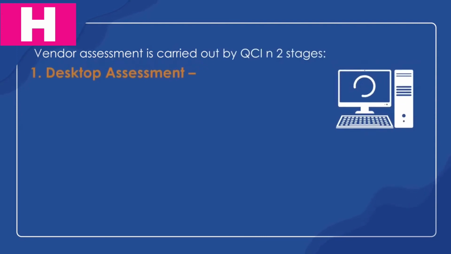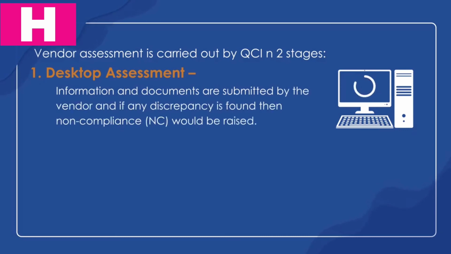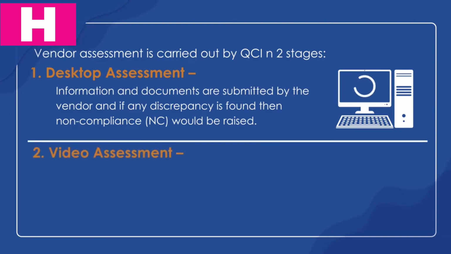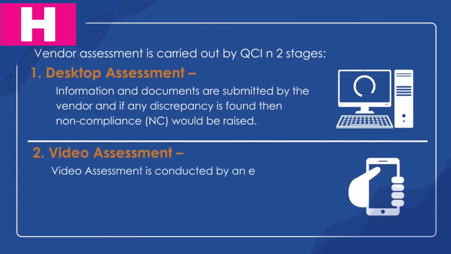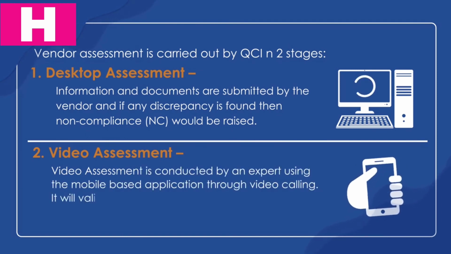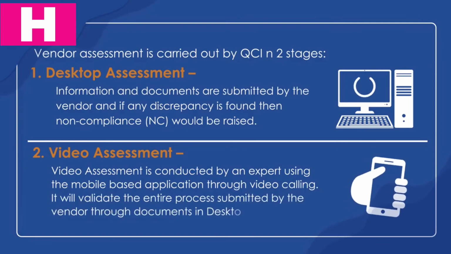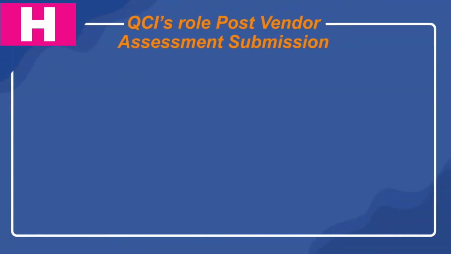Please note that the vendor assessment is carried out in 2 stages. Desktop assessment: information and documents are submitted by the vendor, and if any discrepancy is found, then non-compliance would be raised. And video assessment: video assessment is conducted by an expert using the mobile-based application through video calling. It will validate the entire process submitted by the vendor through documents in desktop assessment. This is the QCI's role post-vendor assessment submission.